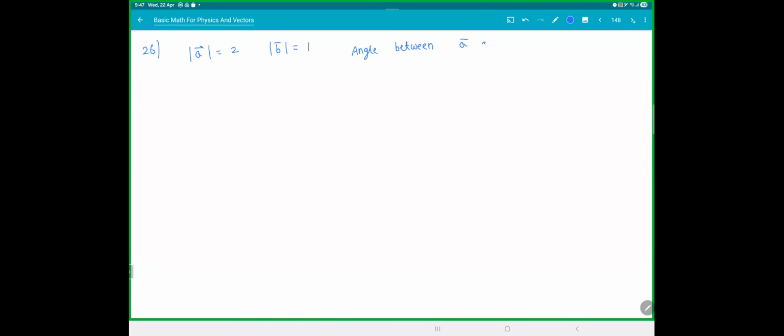Angle between a bar and b bar is pi by 3, 60 degrees. So I gave you the magnitude of the vectors and the angle between them. I didn't tell you how these vectors are. Using this information, you have to find the angle between a bar plus b bar and 2a bar minus b bar.